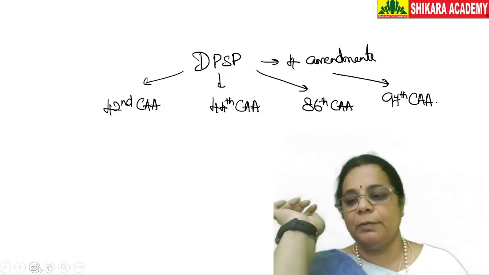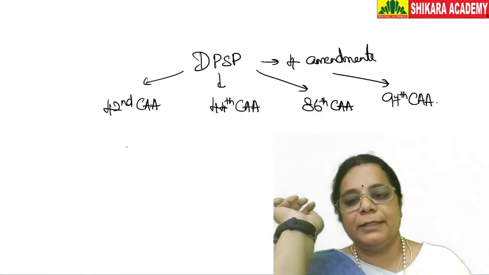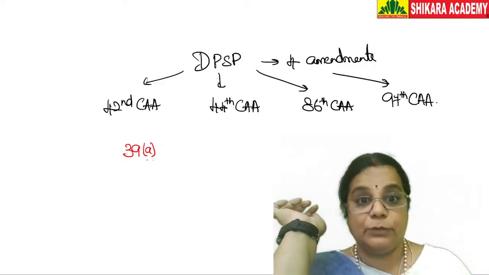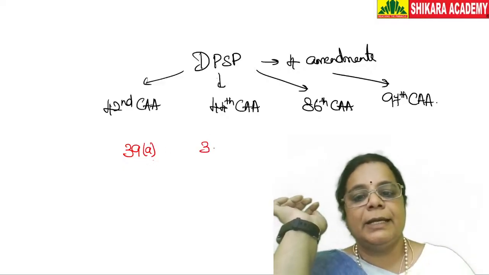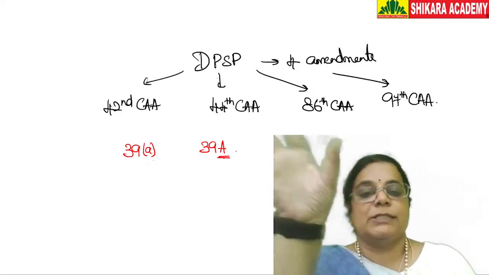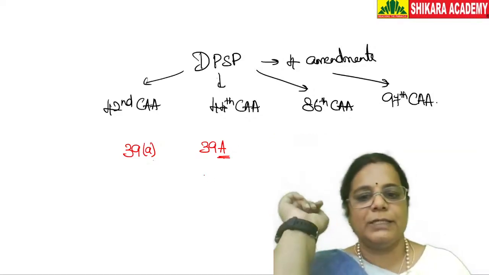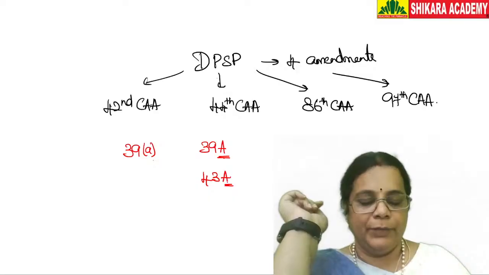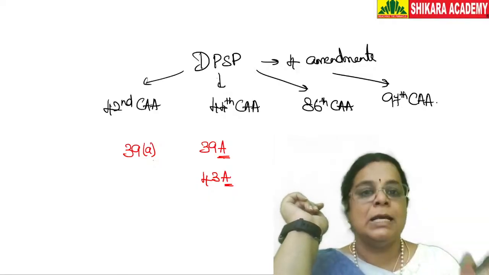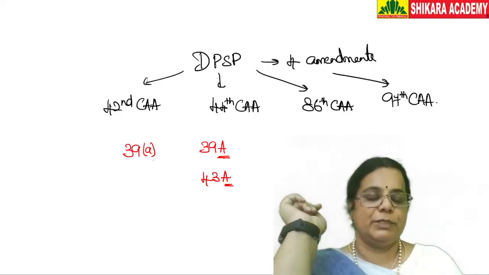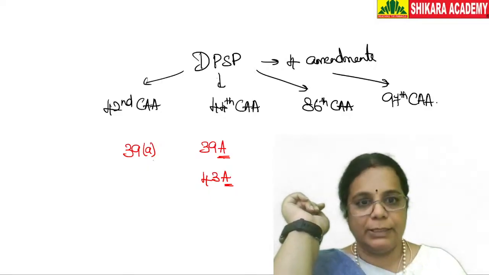I'll give you a small tip. Remember, if you have 39A, this was not there in the Constitution when it commenced, it was added later. The capital letter indicates that it was added later. Likewise, we have 43A. So, wherever you have these A's and B's in the DPSP, the capital letters, you have to understand that these were included later in directive principles. They were not originally there.